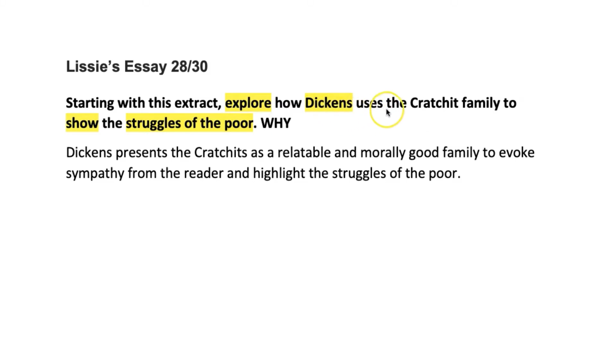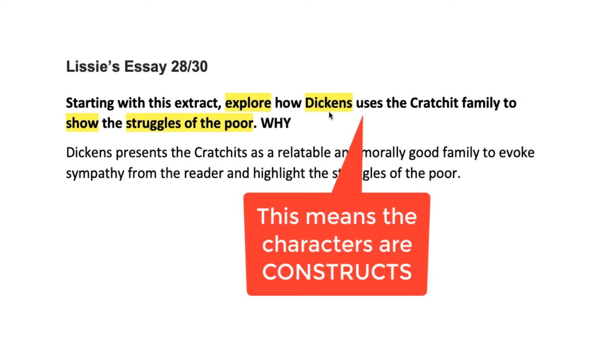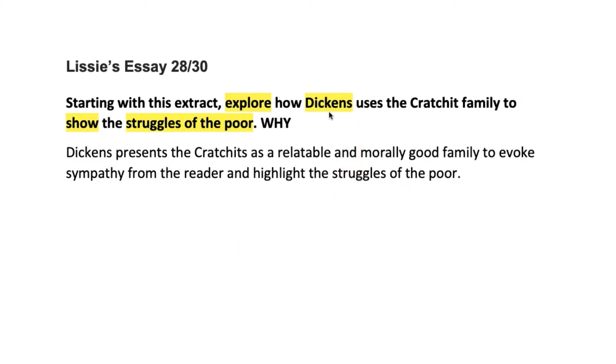Then we have this idea of Dickens using. This means that characters are always a construct, and so the examiners want you to use that word construct, so that you're showing them these aren't real people, they are invented for a purpose. And again, having the author's name there is a way to remind you to write about the author's purpose. Now again, you can prepare that in advance, can't you? Because it's not as though the author changes their purpose depending on what the GCSE question is. No, the purpose is always the same.